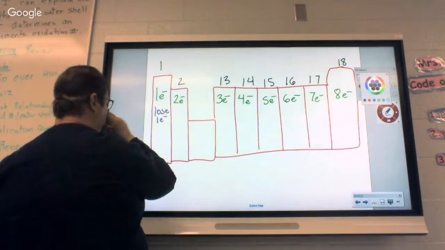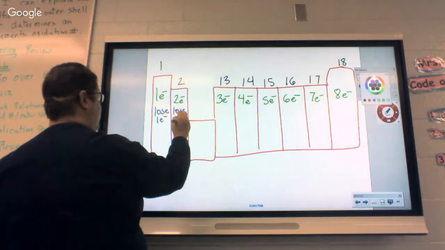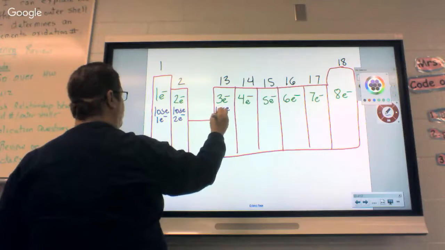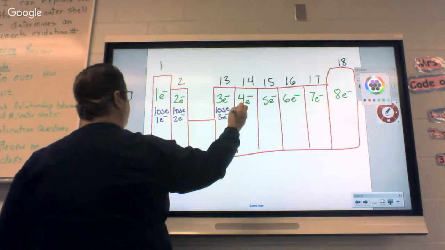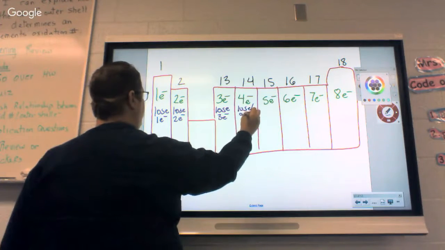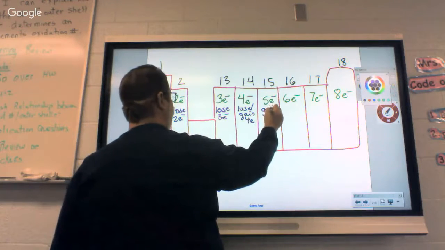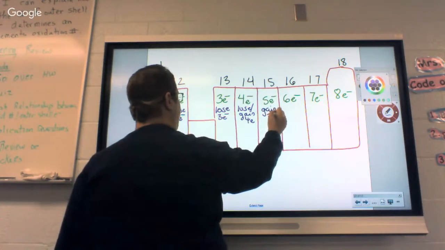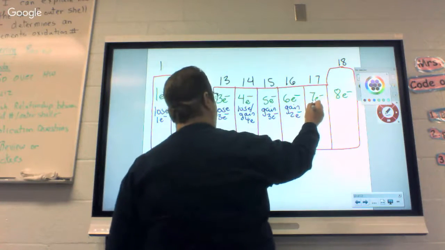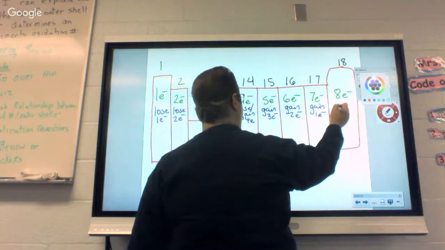What's group 2 going to do? Okay. Group 13 going to do? Group 14 going to do? Alright. Group 15 going to do? And 16? And 17? And group 18?